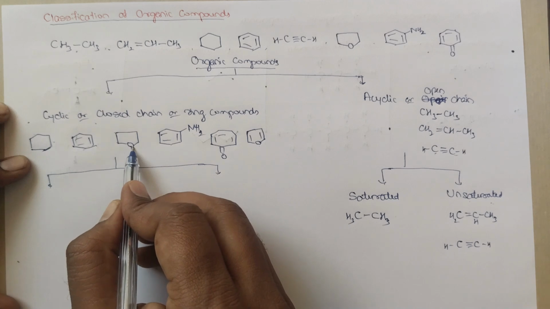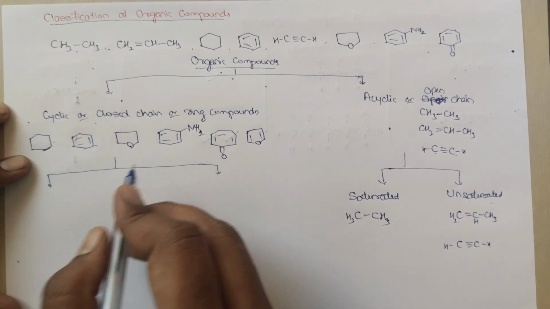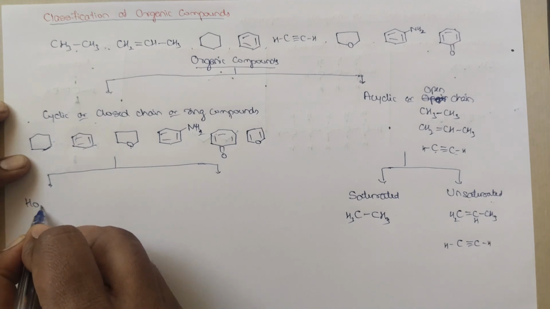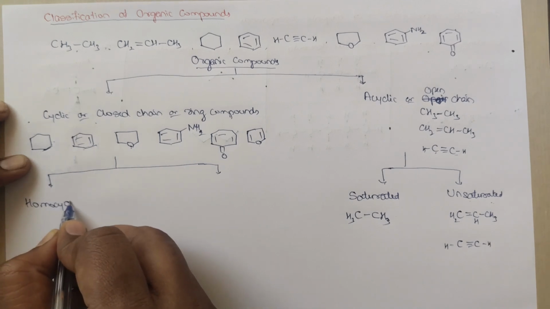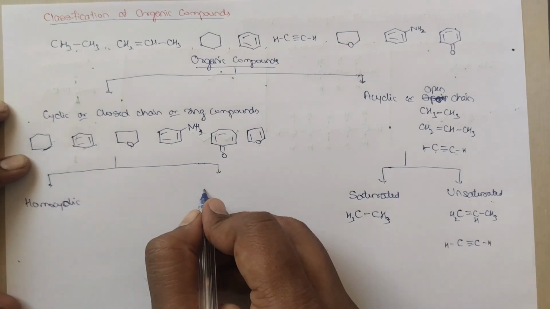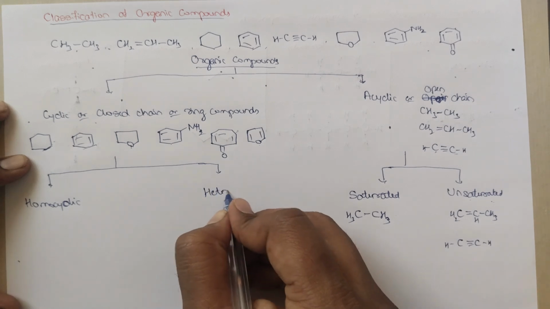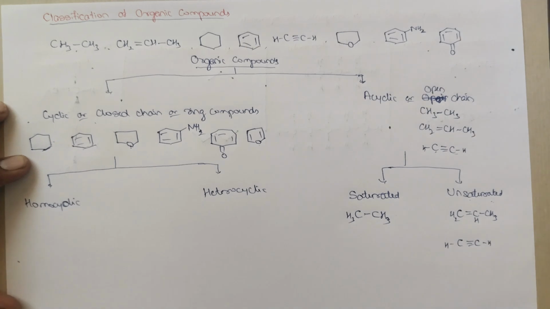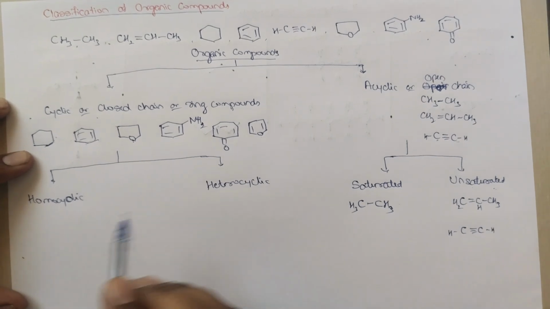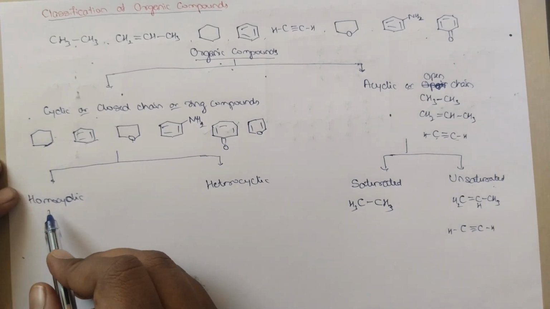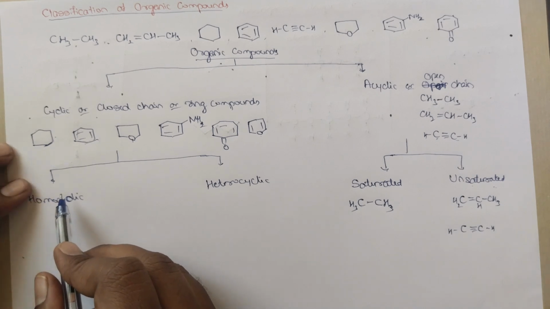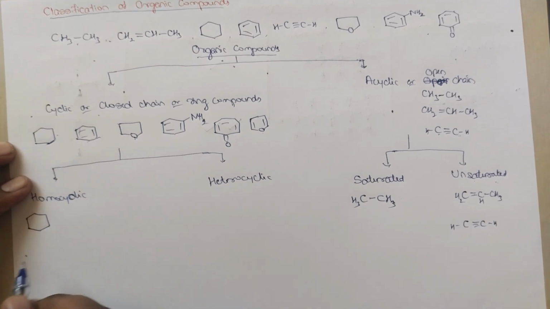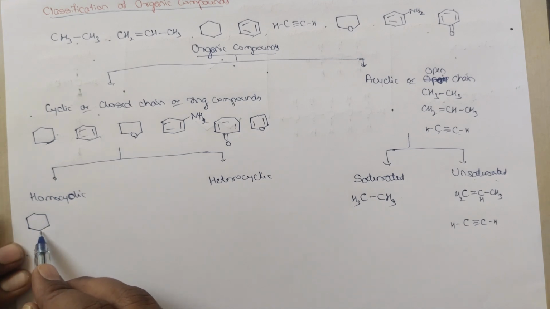So based on this we can classify these cyclic structures as homocyclic or heterocyclic. Okay, homocyclic. And what are homocyclic? Homocyclic means in the ring all the atoms are carbon only. Here you can see that all the atoms in the ring are carbon.